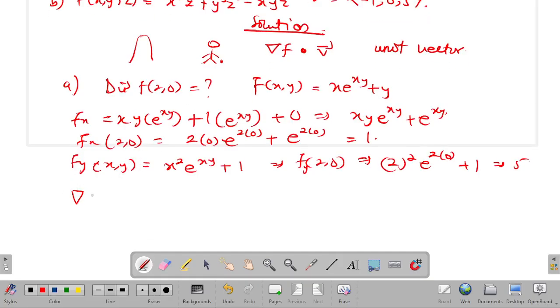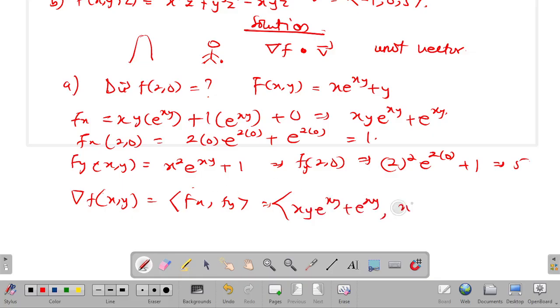Our gradient function at (x, y) is given as a vector where we have our fx, comma, fy. And this gives us xy e to the power xy plus e to the power xy, comma, x squared e to the power xy plus 1.